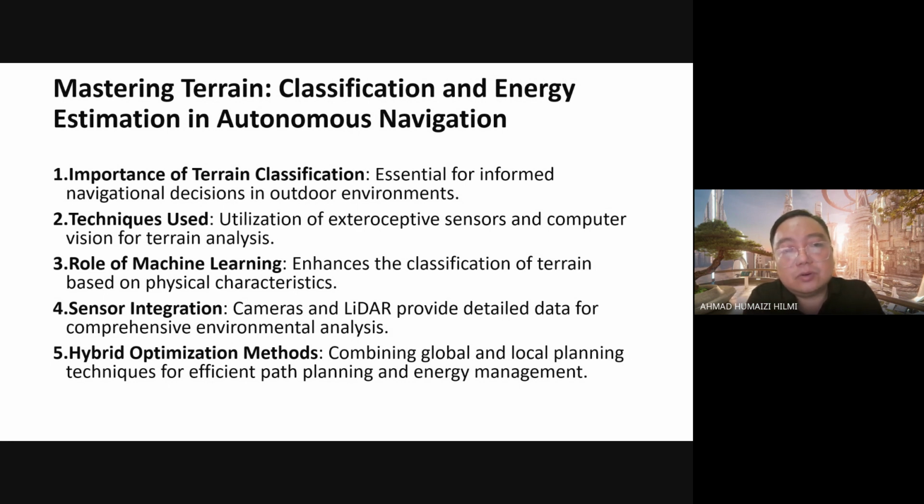Okay, and that is called LIDAR. It's so expensive, but it's so beneficial. It saves a lot of time, if we can have LIDAR technology.